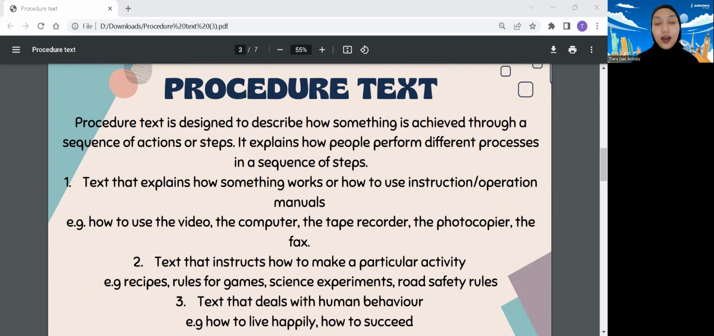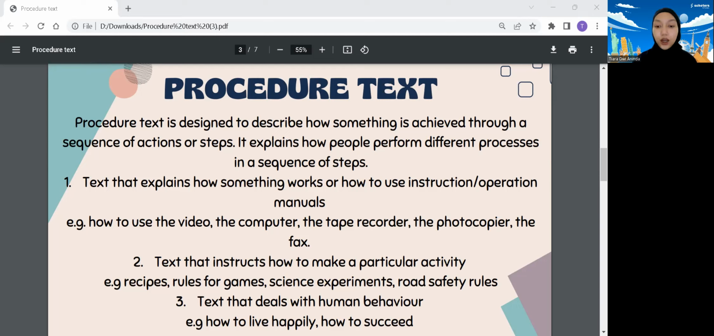of actions or steps. We usually follow instructions for assembling a piece of furniture or operating a machine, and that means we are following a procedure text. Procedure texts are usually written in the present tense and use imperative verbs such as add, stir, boil, cut, and so on. These imperative verbs are used to give instructions, so they are also often accompanied by pictures or diagrams to help illustrate the steps.